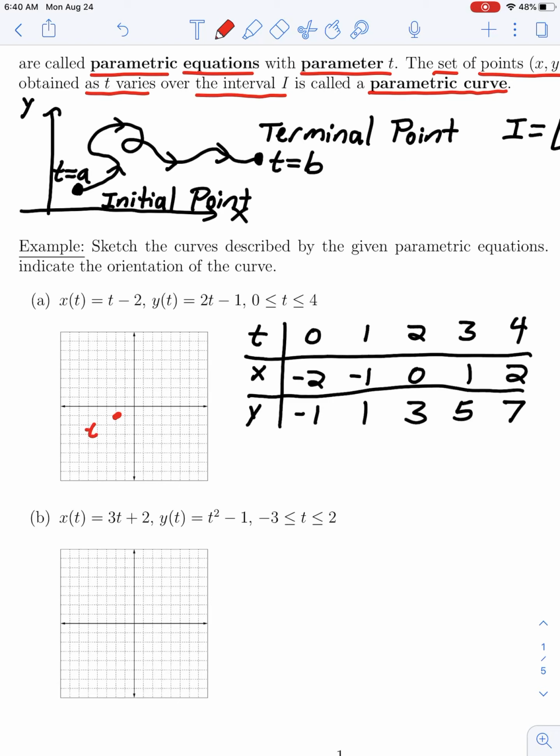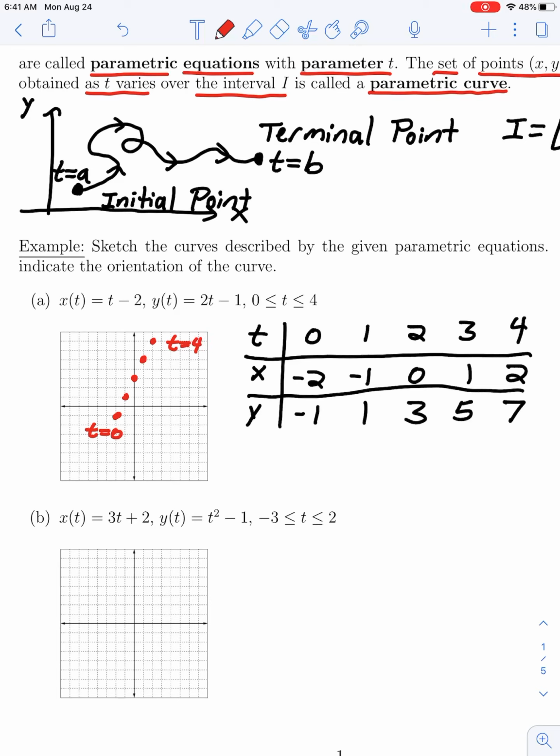So this is the value corresponding to t equals 0. Now when t is equal to 1, we had the point (-1, 1) for x, y. When t was equal to 2, we had the point (0, 3). When t was equal to 3, we had the point (1, 5). And when t was equal to 4, we had the point (2, 7). So this was our value t equals 4.